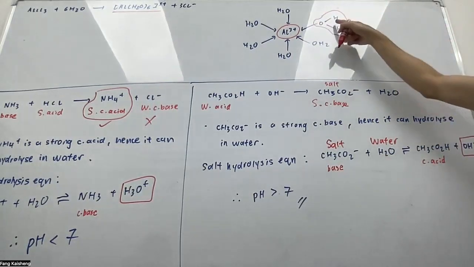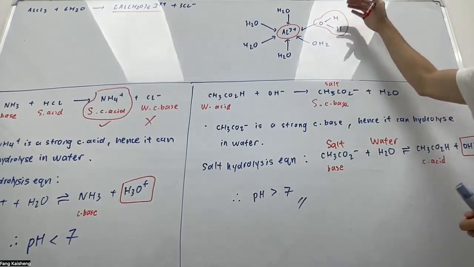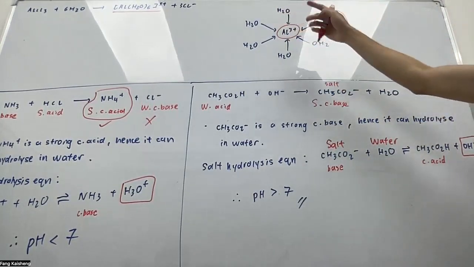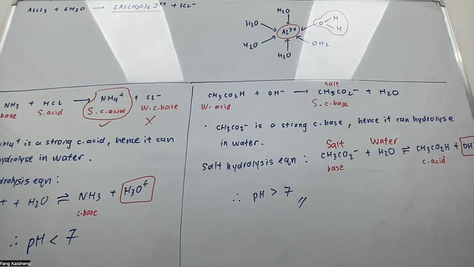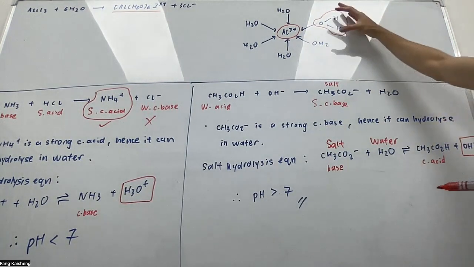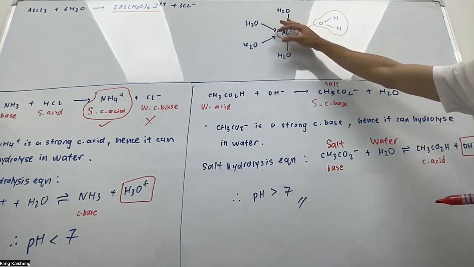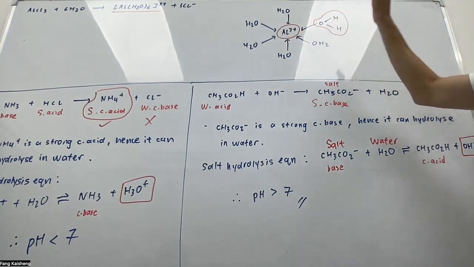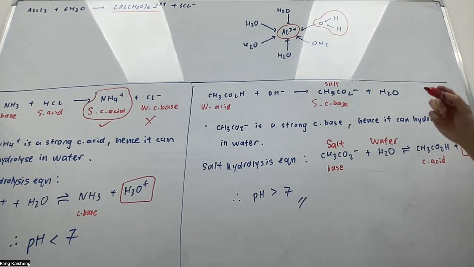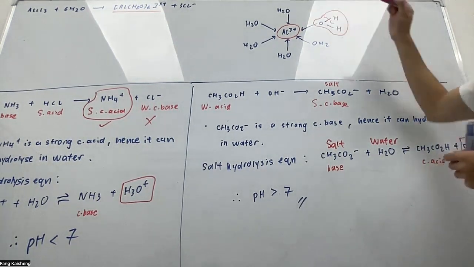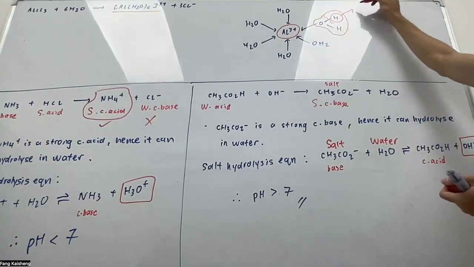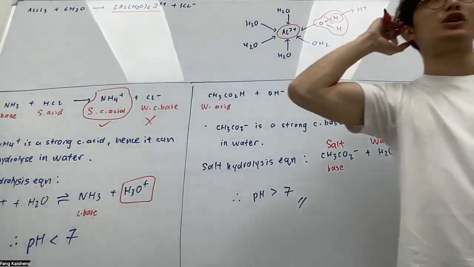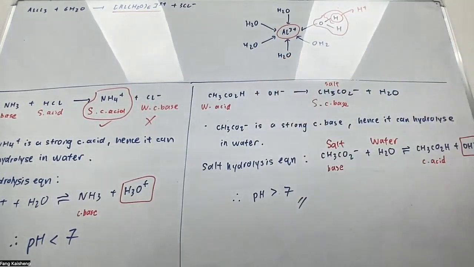What do you think will happen to this bond eventually? Because all the electrons are attracted towards the middle, does this bond become weaker or stronger? Weaker, because all the electron density is gravitating towards the middle. So the bond is going to weaken. If this bond weakens, eventually what will happen? It will break and release what? What does this come out as? H+, which means the solution is acidic. So that's another form of salt hydrolysis.